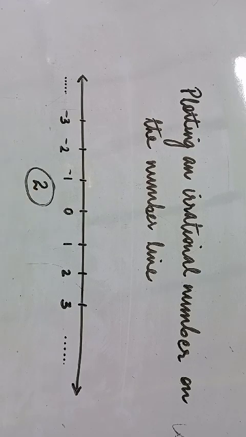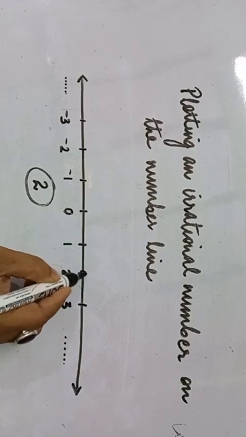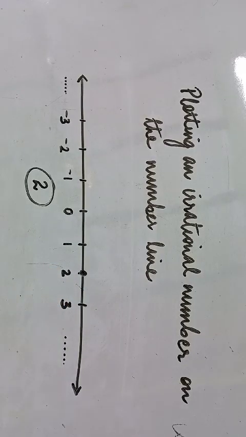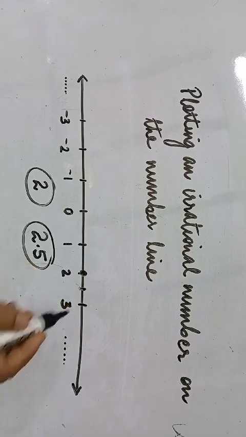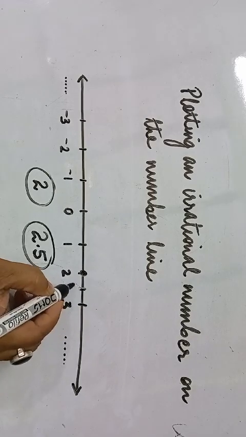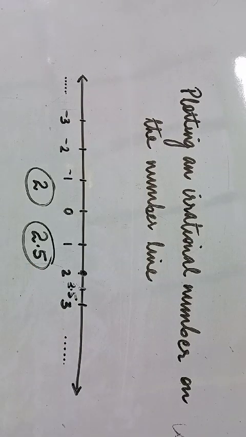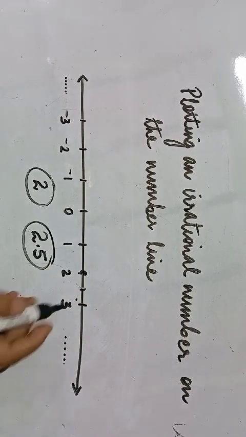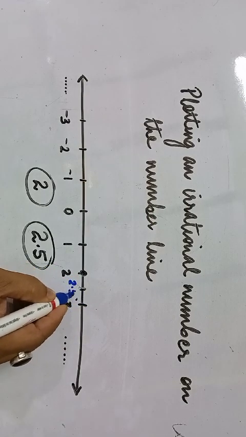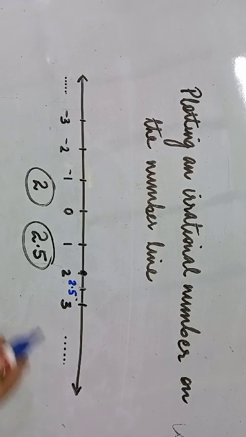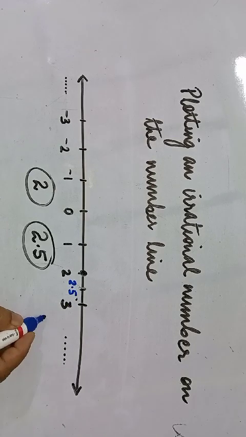the number 2 has to be plotted. So this is number 2, you will plot it like this. Suppose you have to plot the number 2.5. So 2.5 will be midway between 2 and 3, so somewhere here you will make a mark and write 2.5. Let me write this more clearly. So it will be 2.5 like this.